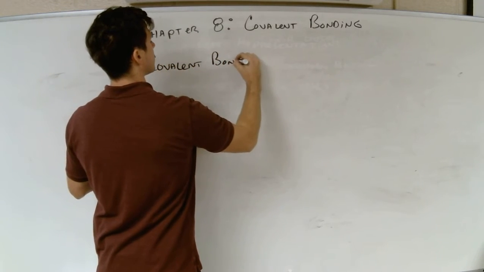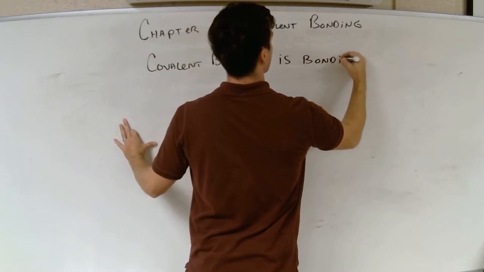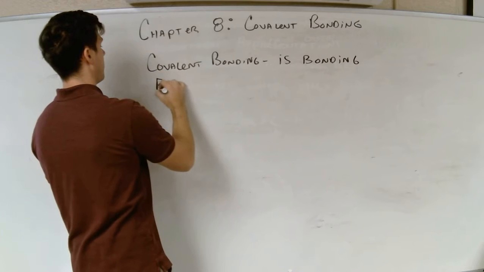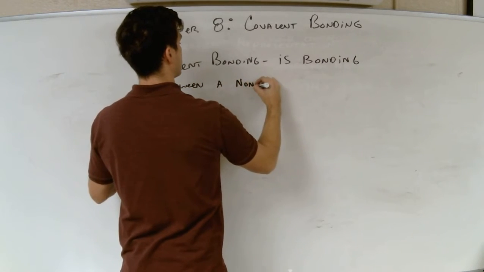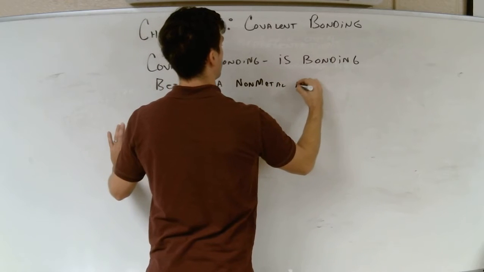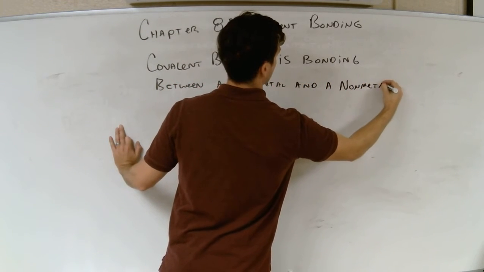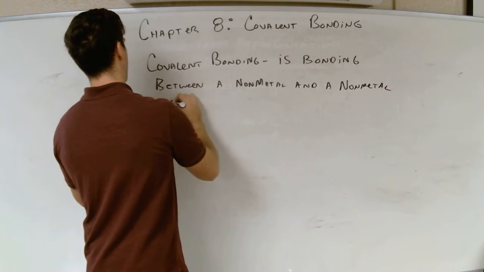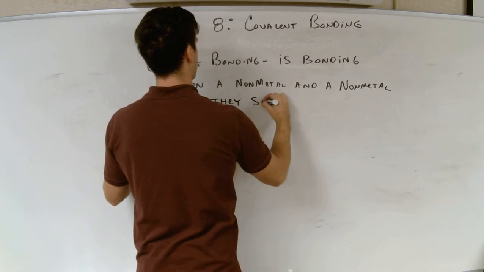Covalent bonding is bonding between a nonmetal and a nonmetal where they share electrons.